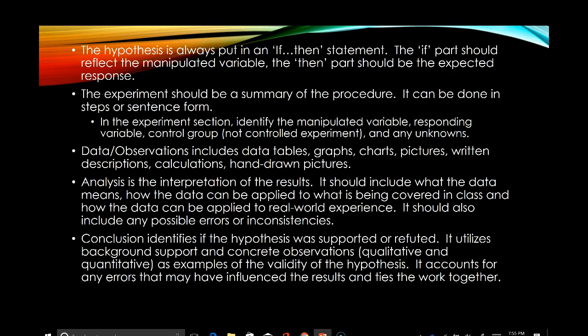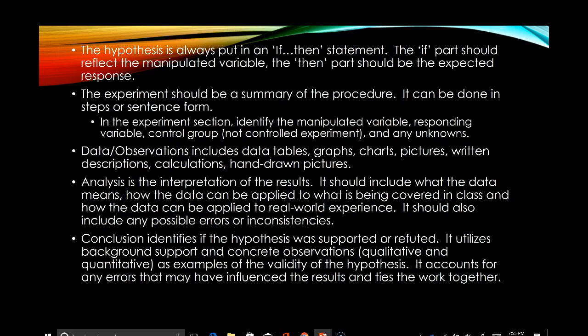All your data tables and charts and graphs need to either be done on Word or Excel or drawn using a ruler or straight edge. Freehand lines are not acceptable in your data and your observations.